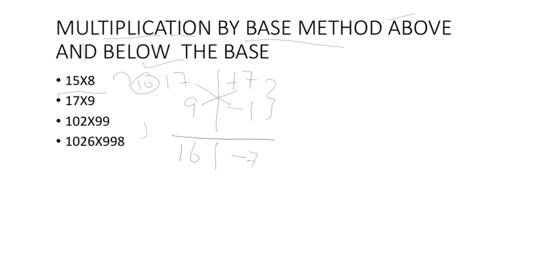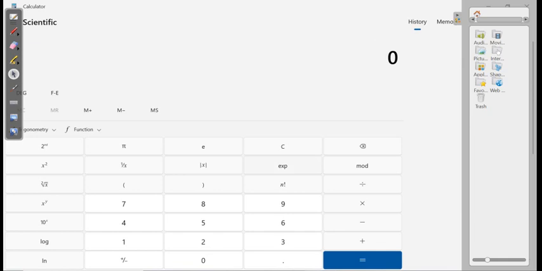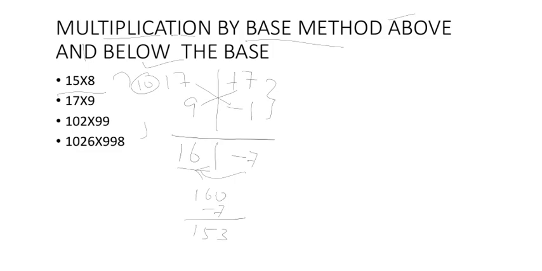Therefore in order to subtract this minus 7 from this value, we have to multiply 16 with the base 10, 160, and subtract this 7. Therefore the answer will be 153. So 17 into 9 will give the result as 153. Let me check. 17 into 9, the answer is 153. Yes, it's definitely correct. So this is how we can fastly implement multiplication by using the base method.